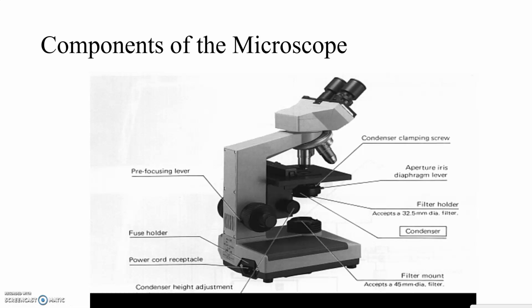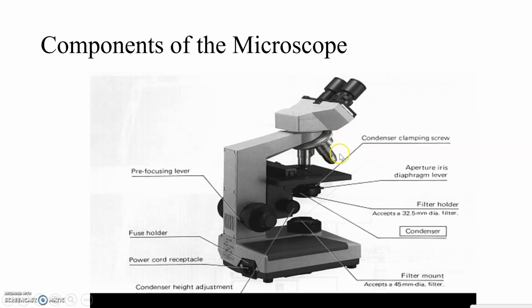Next, these are the components of a microscope. I think we have discussed in detail last year, so we can go through it. So this is the filter, the filter mount, and this is the condenser. This is the filter holder, this is the iris aperture, and this is the condenser clamping screw. This is the lever which is for pre-focusing, and these are the eyepieces.